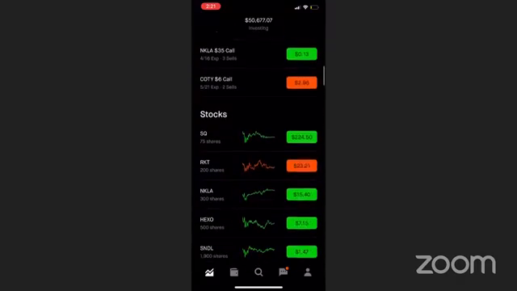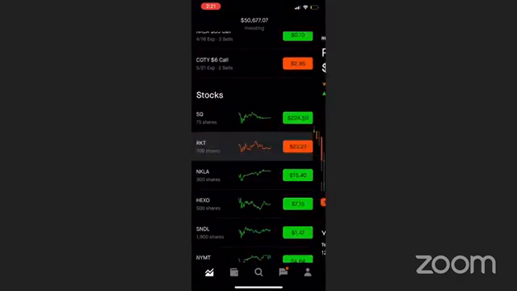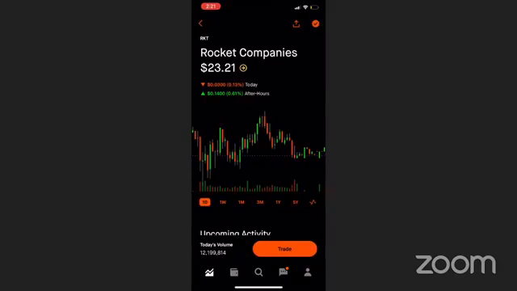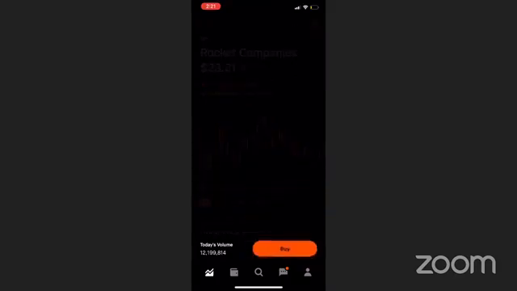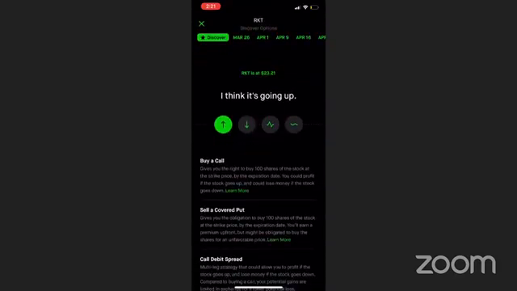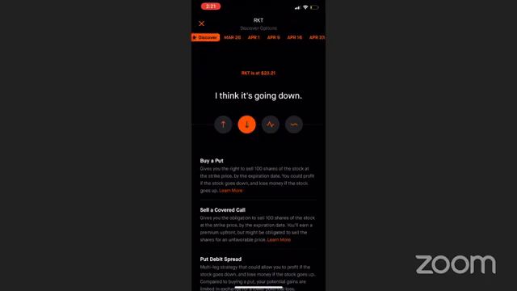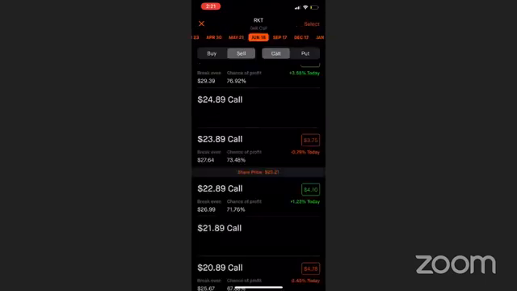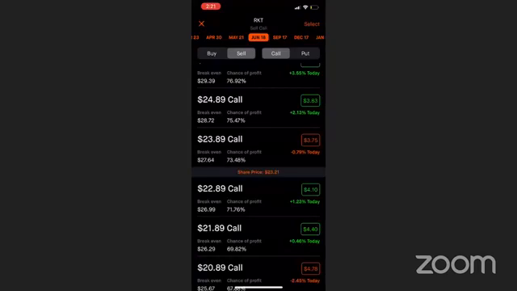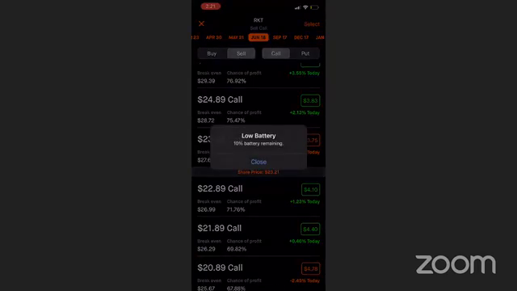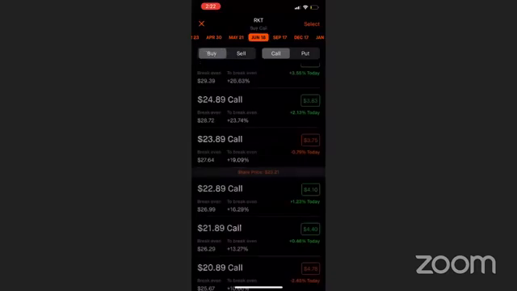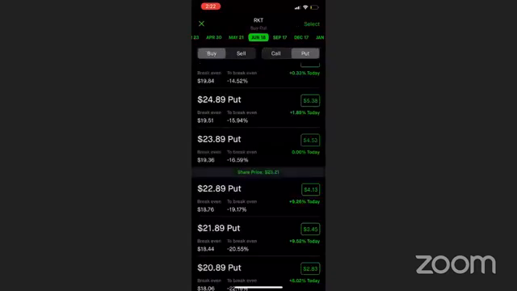So under stocks, let's go to Rocket. All right, I hit trade options. Let's say I want to buy protection because I think it's going to go down. I want to cover myself all the way to the middle of June. Then I could buy a put because I own 200 shares.